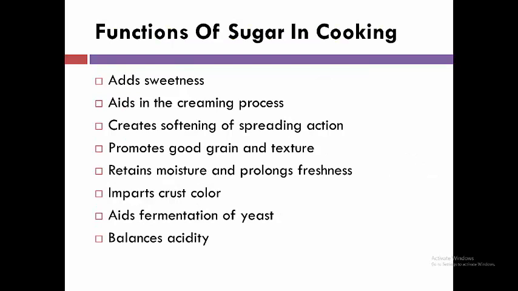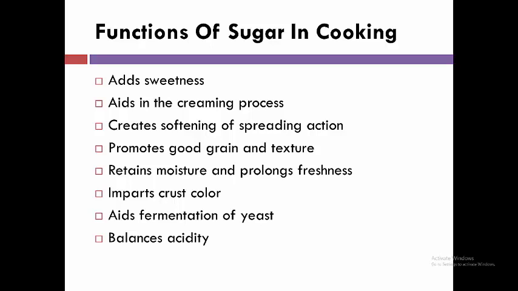So, in terms of cooking, from a culinary aspect, obviously adding sugar creates a sweetness that is oftentimes necessary. It aids in the creaming process. This is why if you're baking something, you're always told to cream the shortening or the butter together with the sugar. It creates softening of spreading action, so it does help make things more spreadable. It promotes good grain and texture in our breads. Like I said, it has a lot to do with forming the crust. It also has a lot to do with the chemistry of the overall texture of the bread.